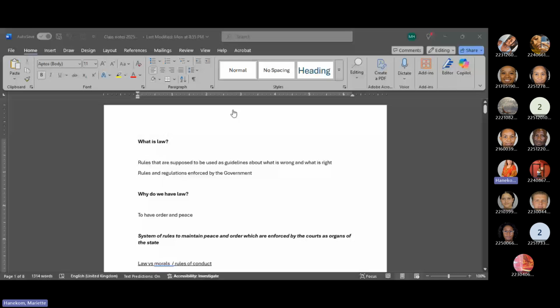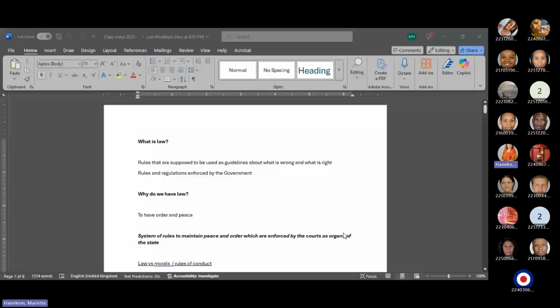Okay, so what we've done so far, we've looked at the requirements for a valid contract. Those 5 requirements have to be present for a contract to be valid. If one of those requirements is missing, then the contract is said to be void. Then on Monday, we looked at the contents of contracts, certain terms that you will come across on a regular basis.